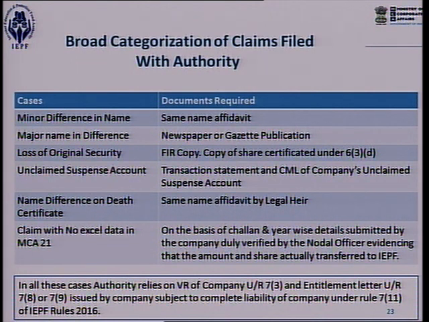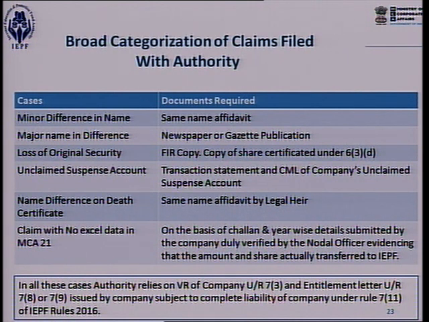When there is a major difference in name, then a newspaper or gazette publication is required. In case the physical security is lost, an FIR copy of share certificate under 63D would be required along with a surety bond as well as newspaper advertisement, depending upon the amount or the valuation of shares. In claims of unclaimed suspense account, the company will be required to give the CML of the company's unclaimed suspense account. In case of name difference on death certificate, a same name affidavit by the legal heir is required.